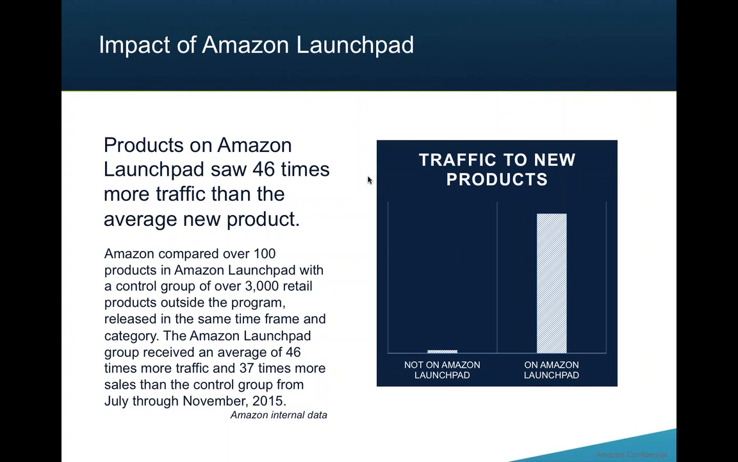The numbers here speak for themselves. This is looking at a control group of over 3,000 retail products: 100 products inside the program versus 3,000 products that were similar to those 100. 46 times the traffic, 37 times the sales if they were in the Launchpad program versus not in the Launchpad program.